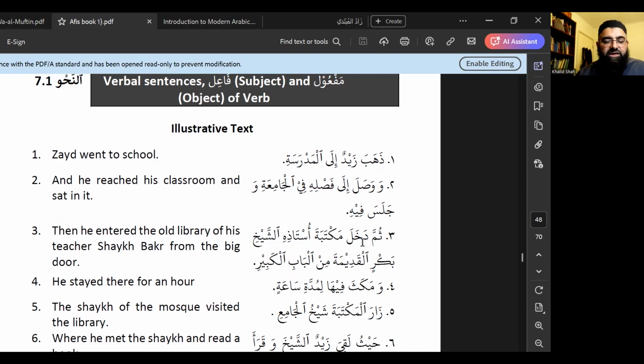ثم دخل, then he enters. So دخل again, entered. We've done this verb before. مكتب, now this is a maf'ul, right? If you were to have دخل مكتبة, he entered a library, right? But this is mudaf to ustadi, and ustaz is then mudaf to he. His ustaz. The library of his teacher, right? The library of his teacher. So it's mudaf, mudaf ilayh.